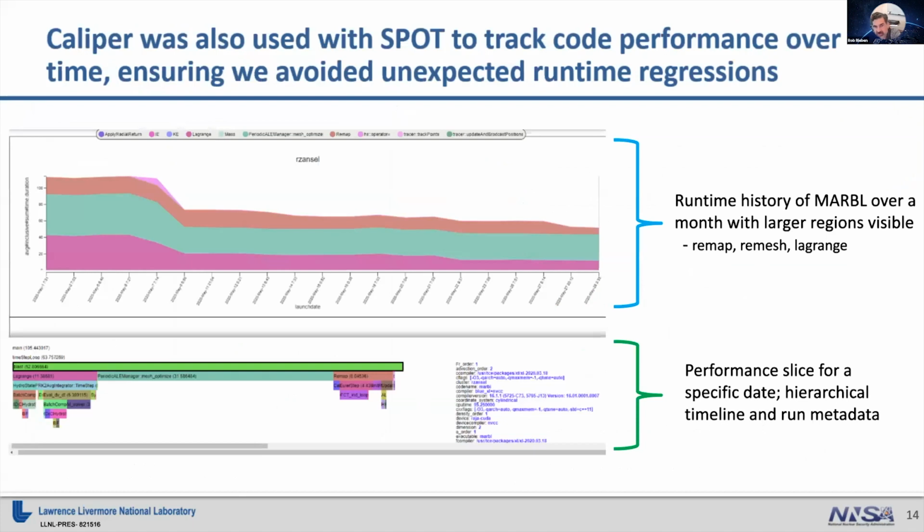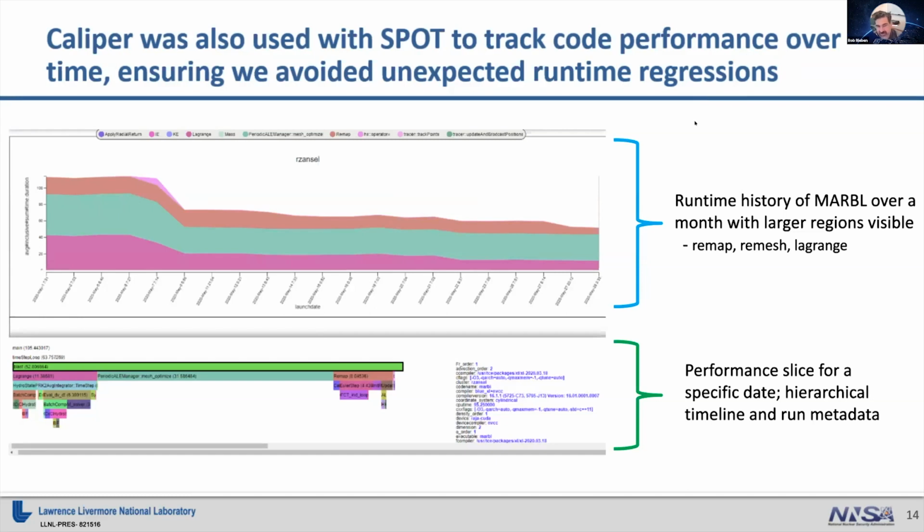Spot is a tool developed at Livermore that can be used to track the performance that something like Caliper generates. As we were doing this work, we used Spot to store all of our runs, all the performance data from our runs. This allows you to very nicely see trends in performance over time. You can see over the course of several months, our performance was improving, so runtimes are decreasing.